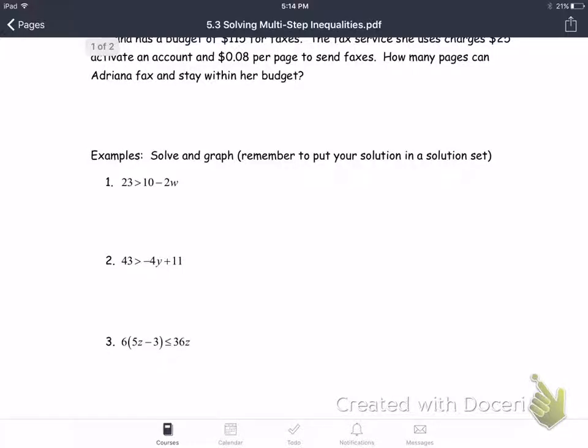The bottom here, we start with some examples, and we are just going to solve these and graph them. It says, remember to put your solution in a solution set. You do not have to do that.